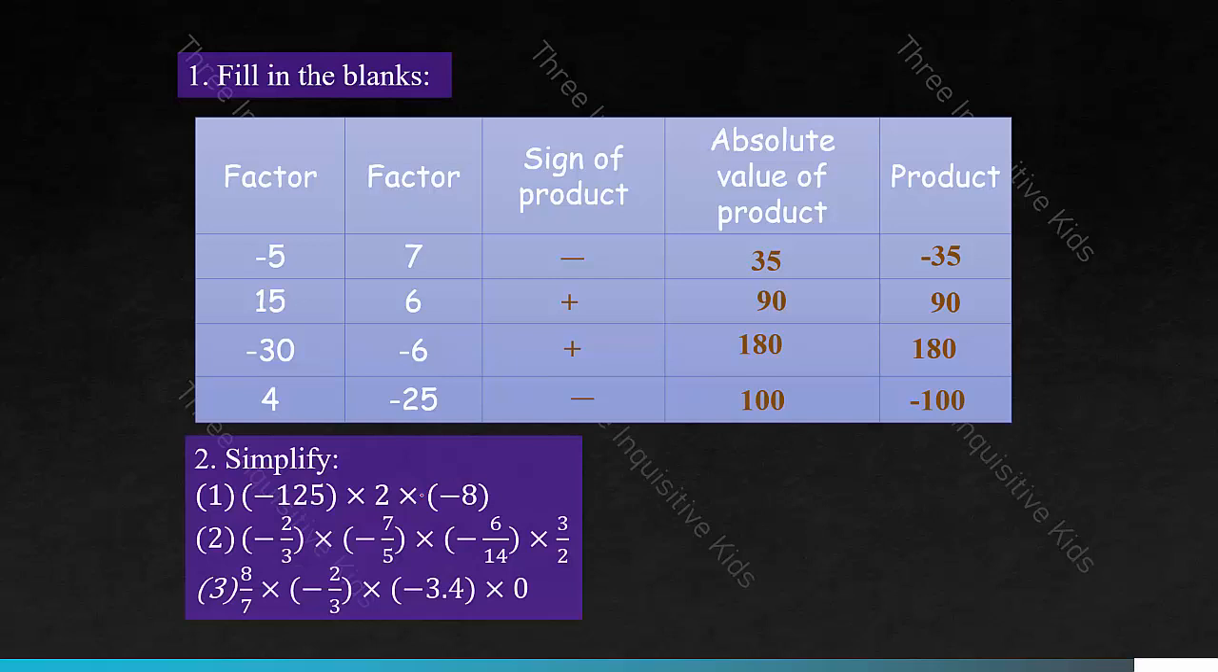Now I want you to simplify these 3 expressions. For the first expression, we know that it's going to be positive anyway, and 125 times 8 is 1,000. 1,000 times 2 equals 2,000. For the second problem, we have negative 3/5. We know that this is going to be a negative product because there is an odd number of negative factors. And the third one is just 0.